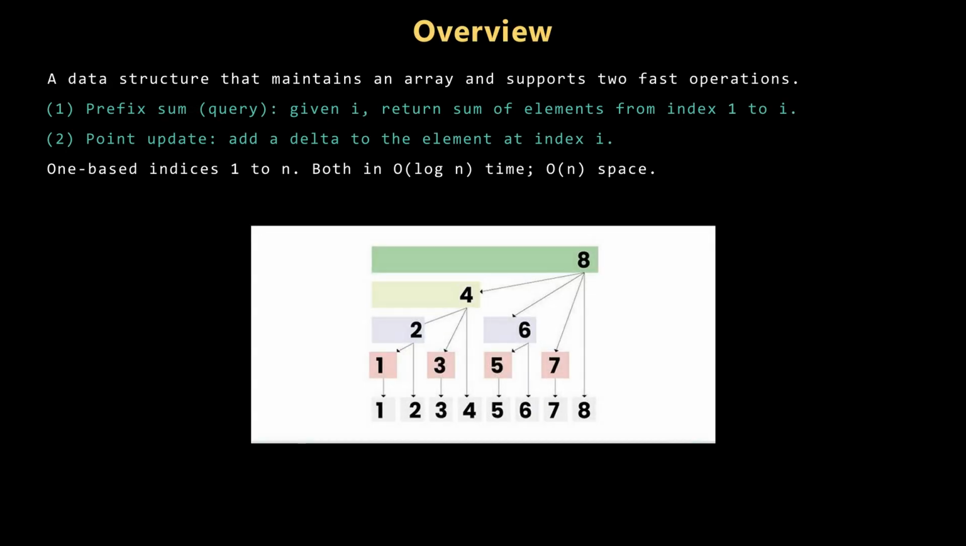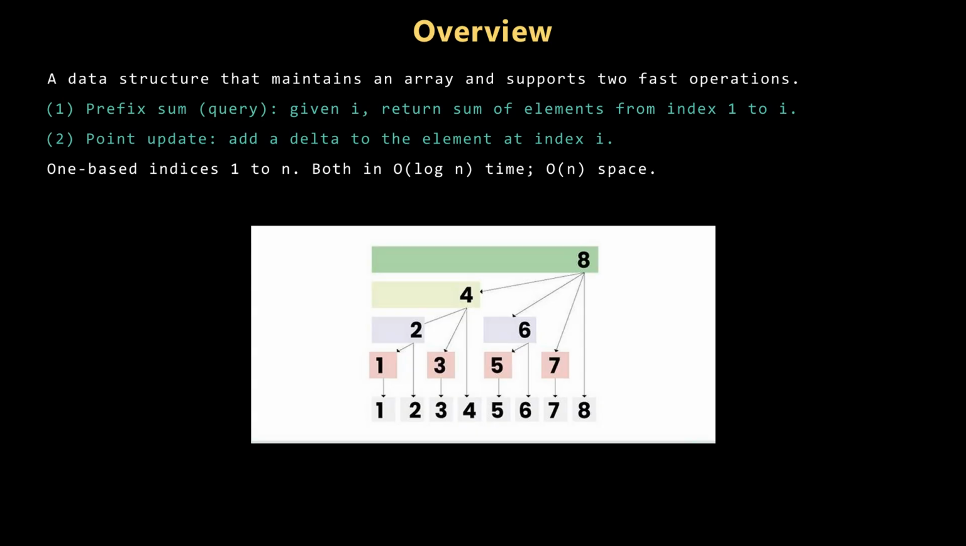A Fenwick tree, or binary index tree, is a data structure that keeps an array and supports two operations: prefix sum, given an index I, return the sum of elements from 1 to I, and point update, add a delta to the element at index I. We use one-based indexing, indices from 1 to n.